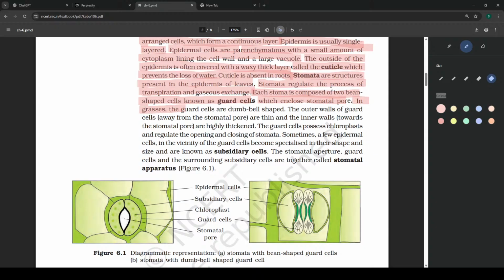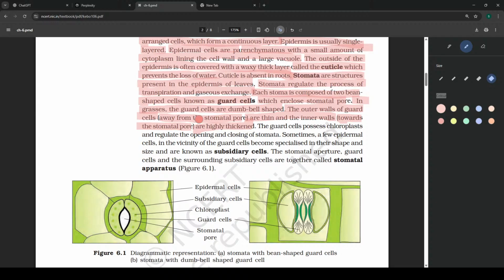In grasses, the guard cells are dumbbell-shaped, in monocots. In case of dicots, they are bean-shaped. The outer walls of guard cells away from the stomatal pore are thin, and the inner walls towards the stomatal pore are highly thickened. The outer walls are thin, but the inner walls, towards the stomatal pore which they need to cover, are very thickened.